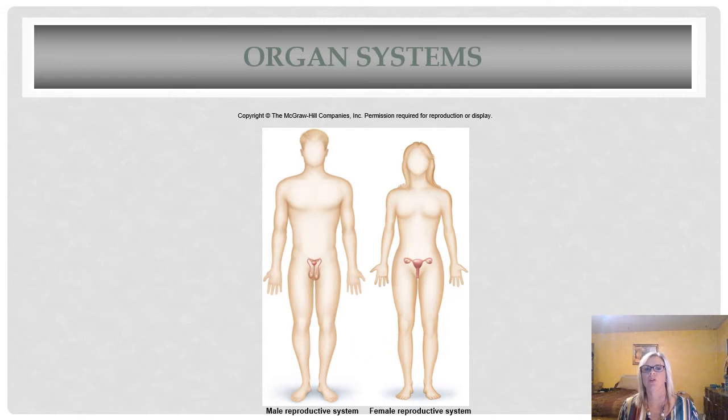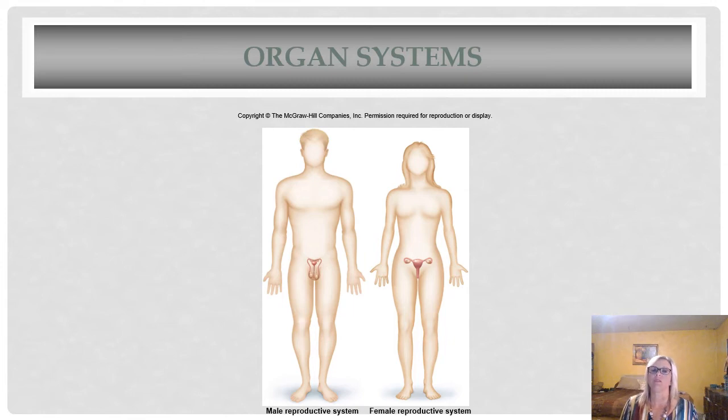All right, so we've got the reproductive systems here. The male reproductive system includes the scrotum, testes, epididymis, ductus deferens, seminal vesicles, prostate gland, bulbourethral gland, urethra, and penis. Those are some of the structures there. The function is to produce and maintain the male sex cells and sperm cells, and then transfer these to the female reproductive tract. Also to produce male sex hormones, such as testosterone.